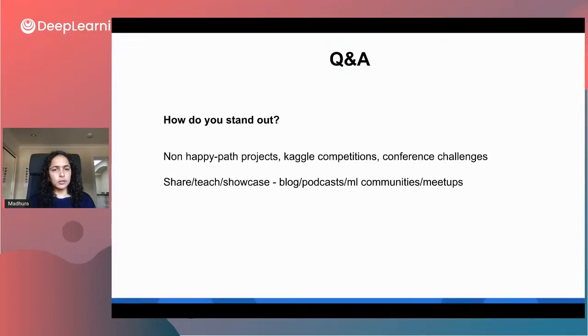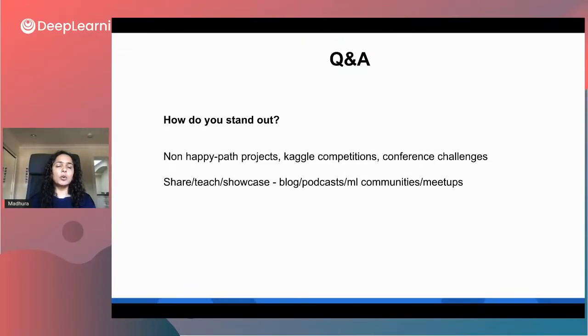whatever it is that you're trying to go after, and if you're looking for some tips on what you can do on how you can stand out, some of the things that I've seen work for some people is they did non-happy path projects. And when I say non-happy path projects, if you do just courses and online learning, you're only going to experience happy path projects.